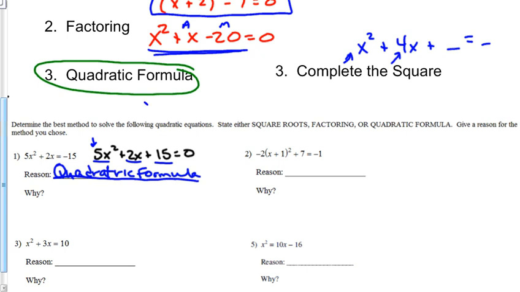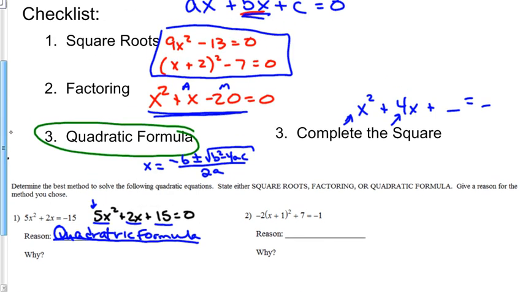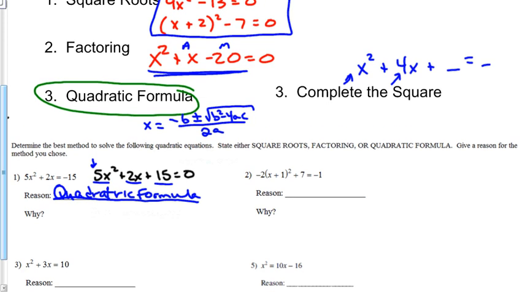And the quadratic formula is this. And the reason why we're going to use the quadratic formula is that factoring, square roots, and completing the square are not as efficient at this point. Okay, so number 2 then, you notice this one is in vertex form, so right away we're going to solve using square roots. Why? Because it's in vertex form.